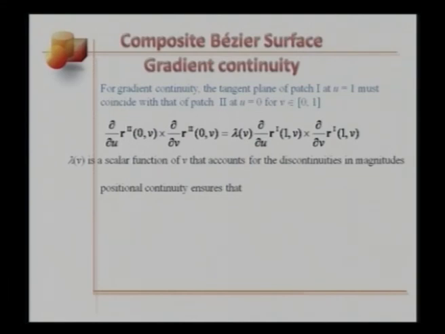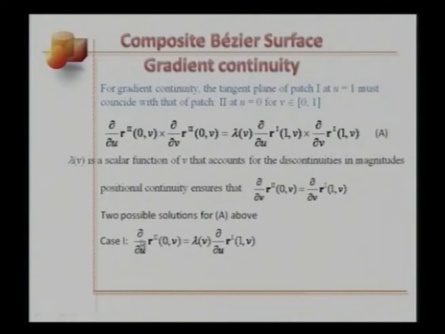Positional continuity further ensures that the slope along the v direction for the second patch at u equals 0 is the same as the slope along the v direction for the first patch at u equals 1. So we have two possible solutions. This equation is equation A. Case 1, the first derivative of the second patch with respect to u at u equals 0 is equal to lambda of v times the first derivative of patch 1 with respect to u for u equals 1.